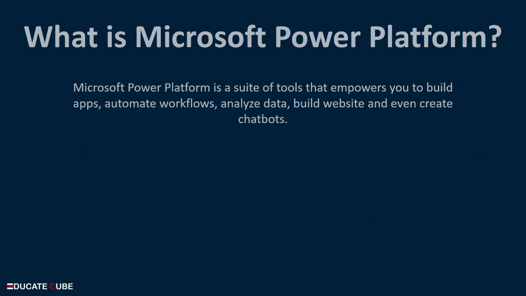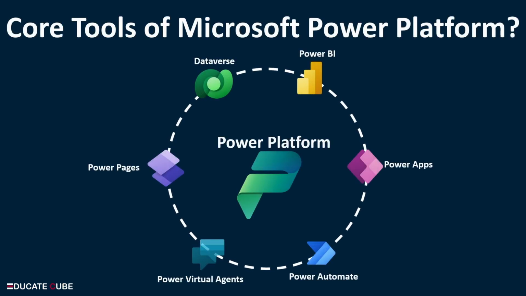Core tools include: the first one is Power BI, which helps to visualize and analyze your data with interactive reports. The second tool is Power Apps, which helps you build custom apps to meet your unique needs. The third tool is Power Automate, which helps to automate repetitive tasks to save time.